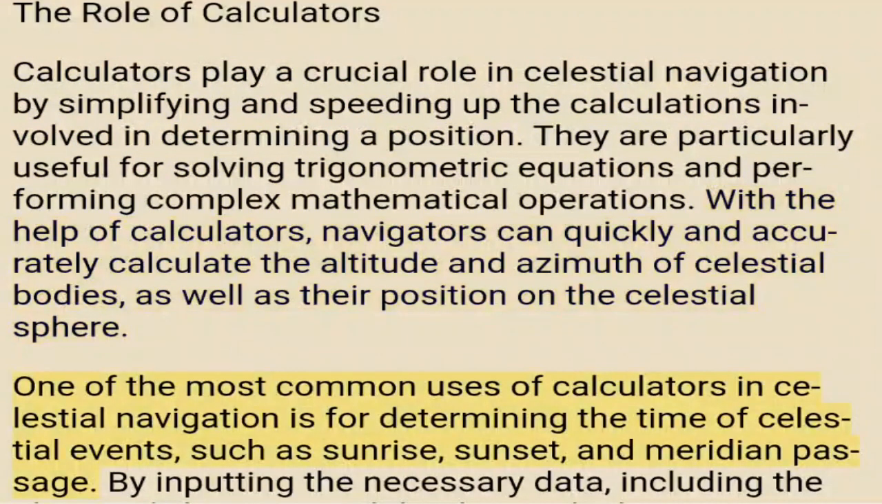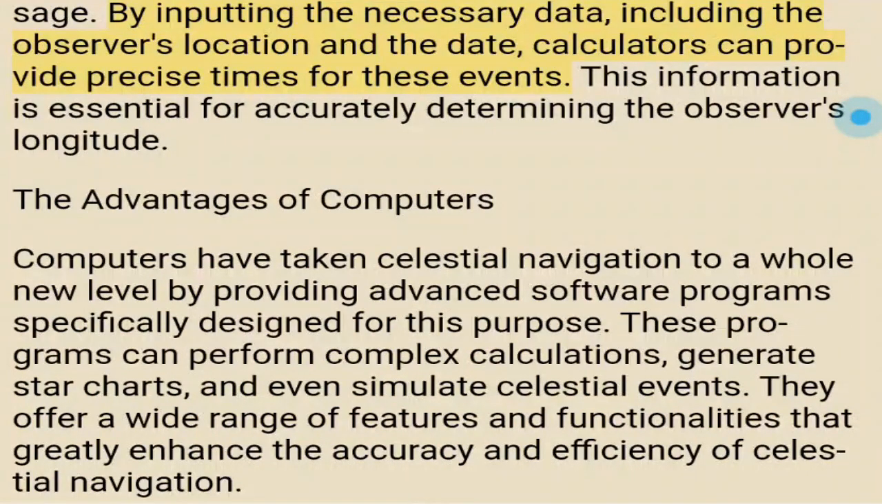One of the most common uses of calculators in celestial navigation is for determining the time of celestial events, such as sunrise, sunset, and meridian passage. By inputting the necessary data, including the observer's location and the date, calculators can provide precise times for these events. This information is essential for accurately determining the observer's longitude.